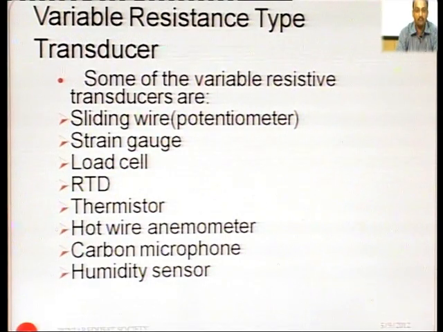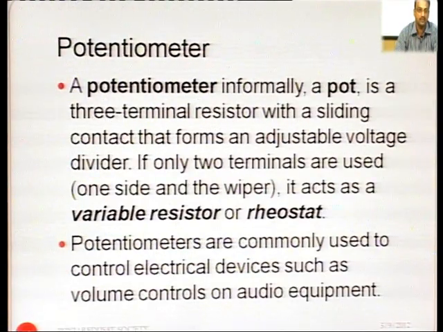Some of the variable resistance type of transducers are, first one is the sliding wire, also known as potentiometer, strain gauge, load cell, RTD, thermistor, hot wire anemometer, carbon microphone, humidity sensor, etc.